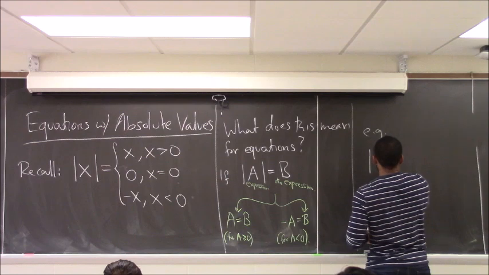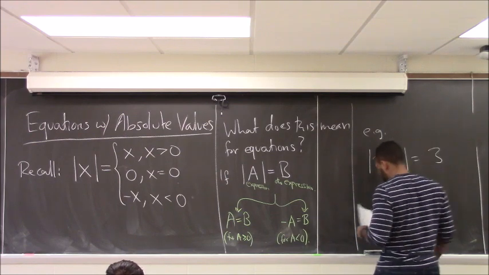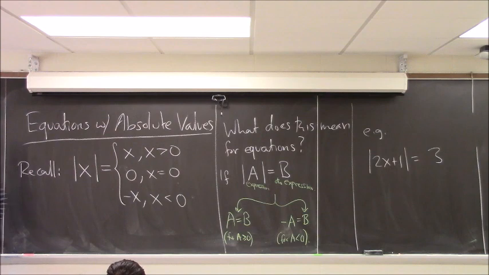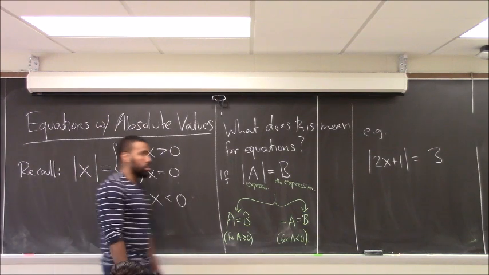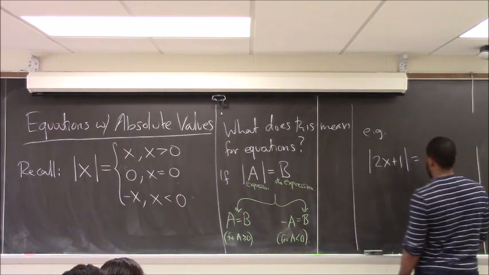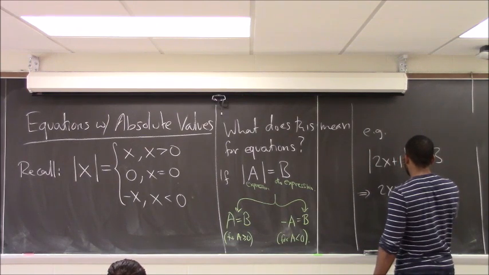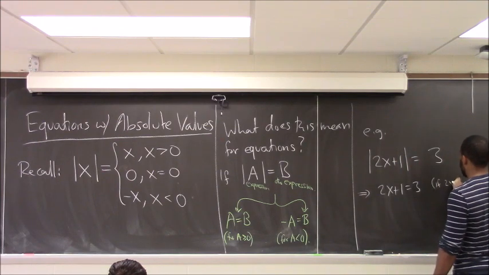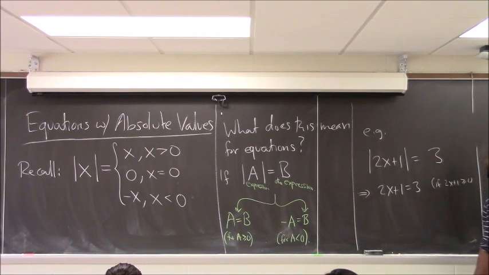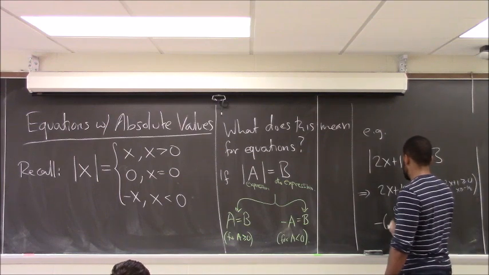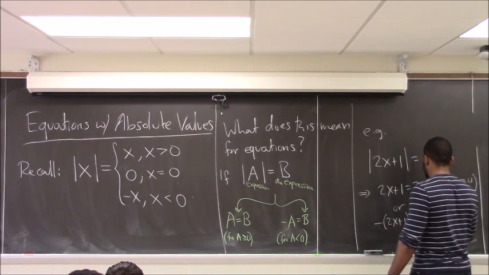Let's say I had the absolute value of 2x plus 1 equals 3. Then basically what's going to happen here is you have two cases. Then you would have 2x plus 1 equals 3. This is if the 2x plus 1 is greater than or equal to 0, or in other words, your x is greater than or equal to minus 1/2. So in the event that your input is greater than or equal to minus 1/2, that's the equation you want to solve. Or you'd have minus 2x plus 1 equal to 3.